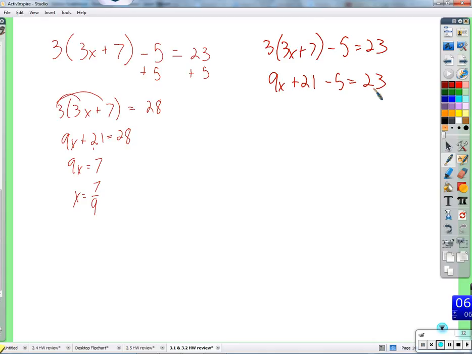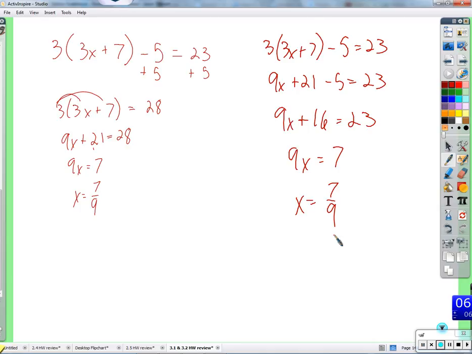I combined like terms. Like terms of numbers? Yeah. Right? 9x plus 16 equals 23. And then I subtracted 16 from both sides. 9x equals? 7. X equals 7 over 9. Yeah. Of course, it's all the same. True.